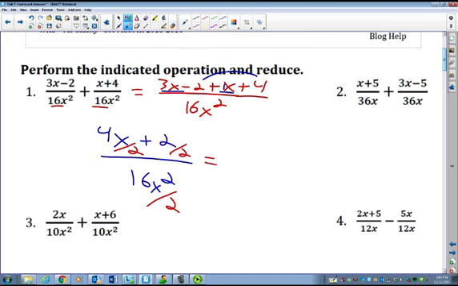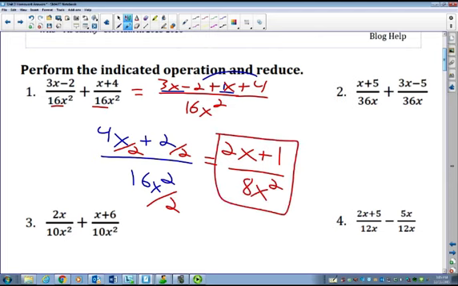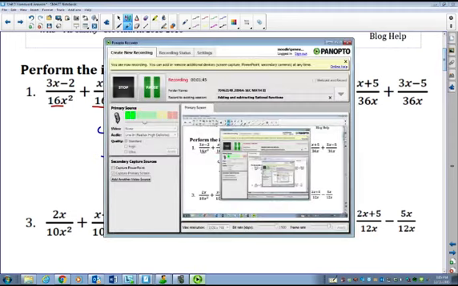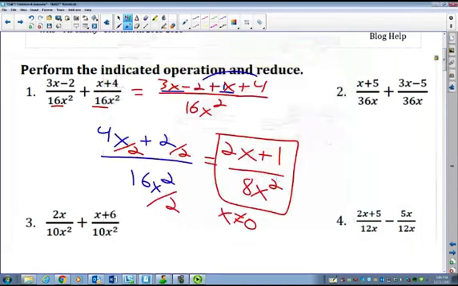And so we get 4 divided by 2 is 2x. Good. 2 divided by 2 is 1. And 16 divided by 2 is 8. So we get 8x squared there. You could put the exclusion, but they're all going to be the same, that x doesn't equal 0. So you don't have to. It's okay. So that's our right answer. And then we'll go ahead and pause it there for a moment. Okay, so that worked there.